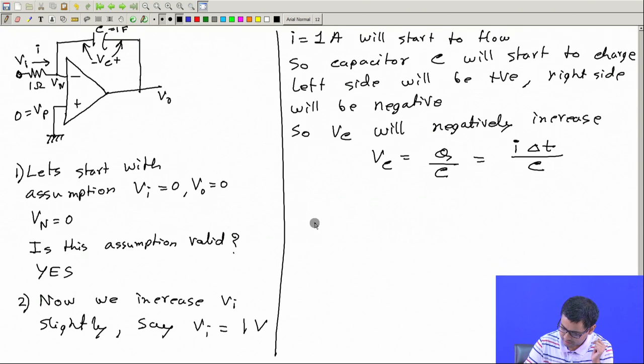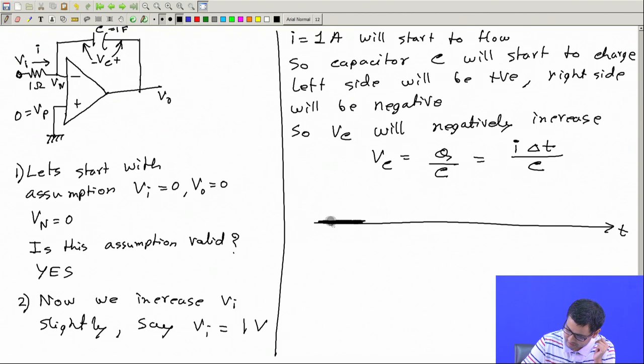Let me draw. This is time. Initially Vi was 0, and then it is increased to some value. Okay, so this is Vi, and let me keep it constant. So this is Vi.